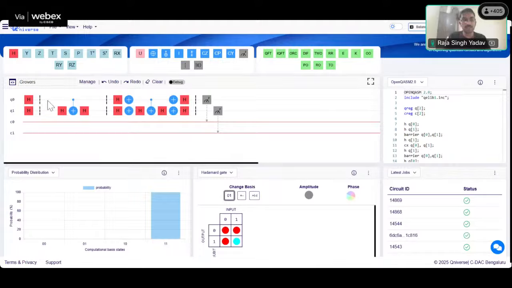So you'll observe that with just a single iteration of this oracle and diffusion, I'm able to find the marked element one with 100% probability, right? This is one of the cases.